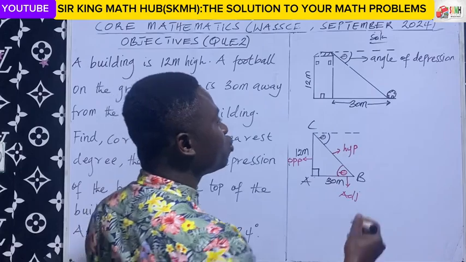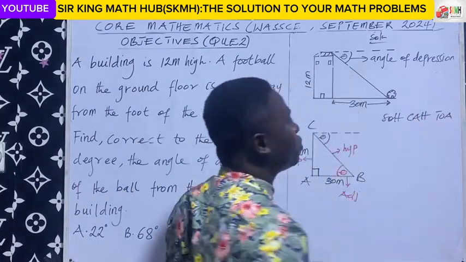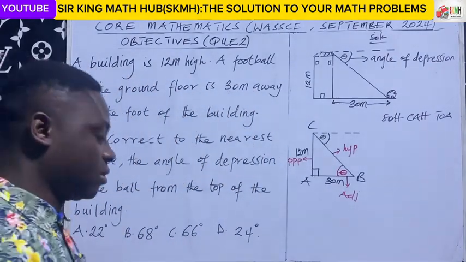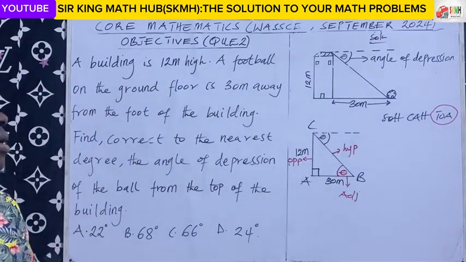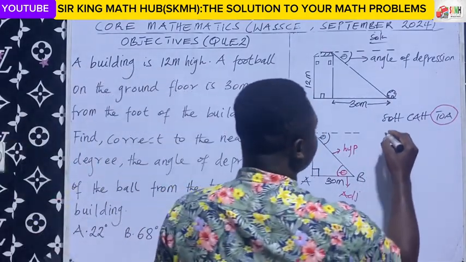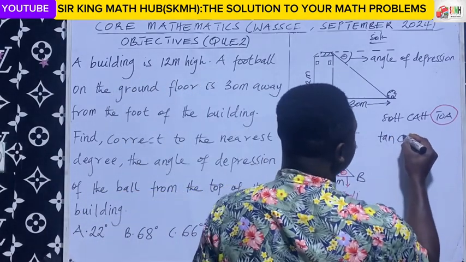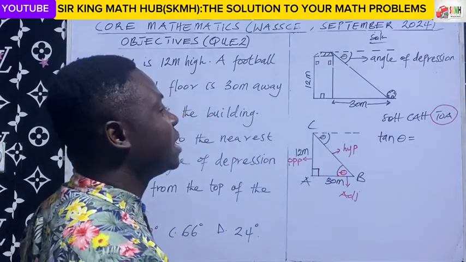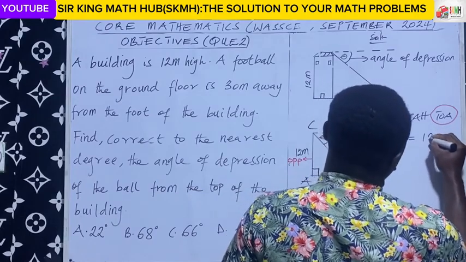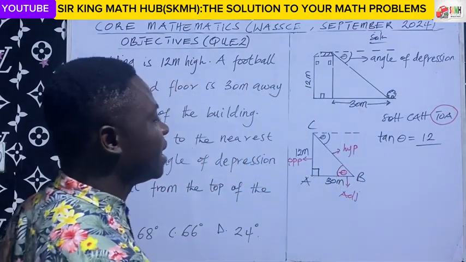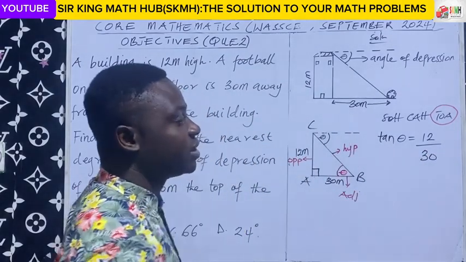So we know the length of the opposite, we know the length of the adjacent. So we need to refer to SOHCAHTOA. Which of them has opposite and adjacent? So you could see that TOA has opposite and adjacent. And what does TOA say? TOA says that the tan of the acute angle, in this case tan theta, is equal to the length of the opposite. Here, the length of the opposite is also the height of the building, and it measures 12 meters, divided by the length of the adjacent, in this case 30 meters. We are looking for theta.